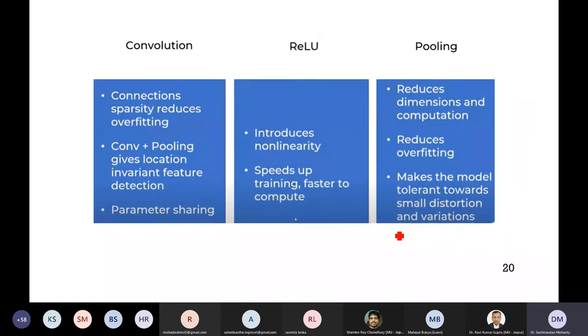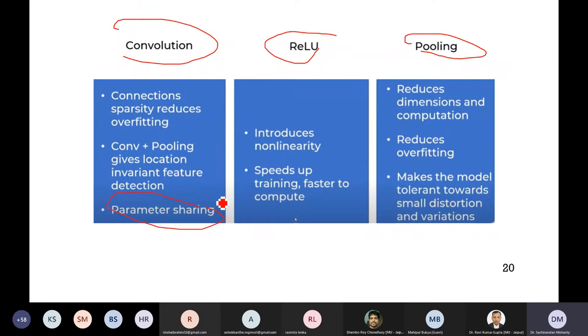Now, as I told you, I compute here the convolutions, then the ReLU and the pooling method. Convolution makes connection sparsity, reduces overfitting, convolution and pooling give location-invariant feature detection, and parameter sharing is also possible in case of convolution. The ReLU method introduces nonlinearity, speeds up the training and is faster to compute. And the pooling method reduces the dimension of the computation and reduces overfitting. Overfitting means before a conclusion, you reach a maturation. That makes the model tolerant toward small variance. So these are the different stages in the convolutional neural network.